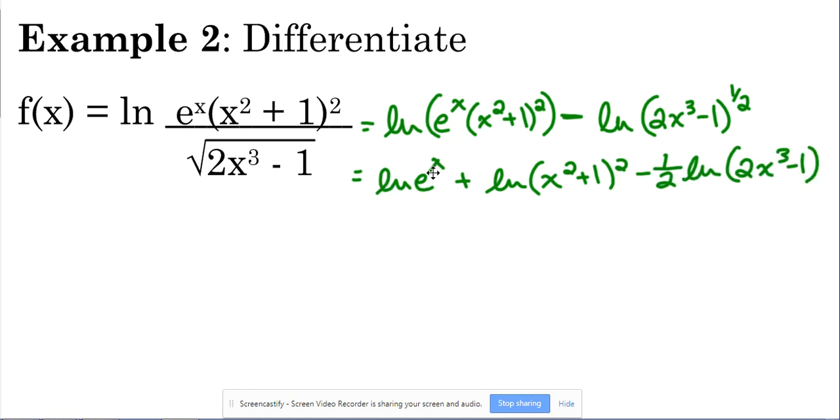Now, natural log of e to the x, guess what? That's just x, because remember what this is saying: e to some power is e to the x, so that power's got to be x. So it equals x. Plus, power rule, bring down that 2.